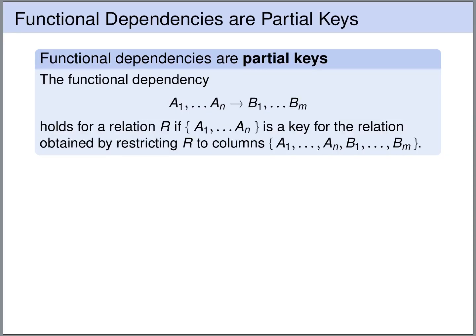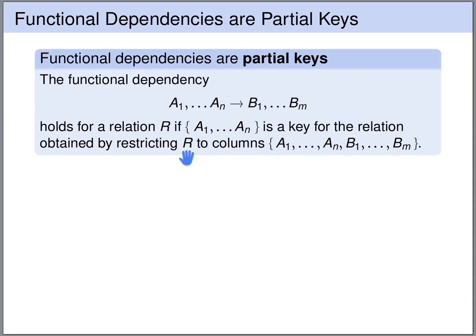Functional dependencies are a generalization of keys. They are partial keys in the following sense. A functional dependency, a1 up to an, uniquely determines b1 up to bm, holds for a relation R if the set of attributes on the left, a1 up to an, is a key for the relation obtained by restricting R to the columns that appear in the functional dependency, so a1 up to an and b1 up to bm.